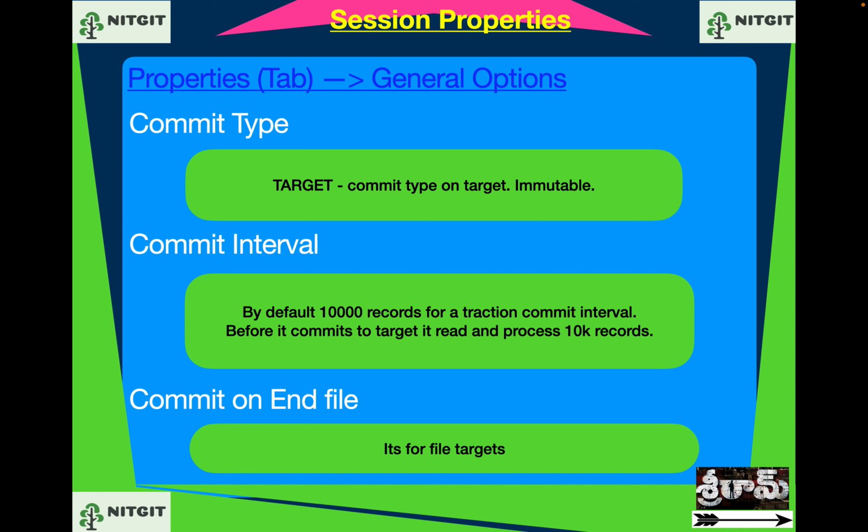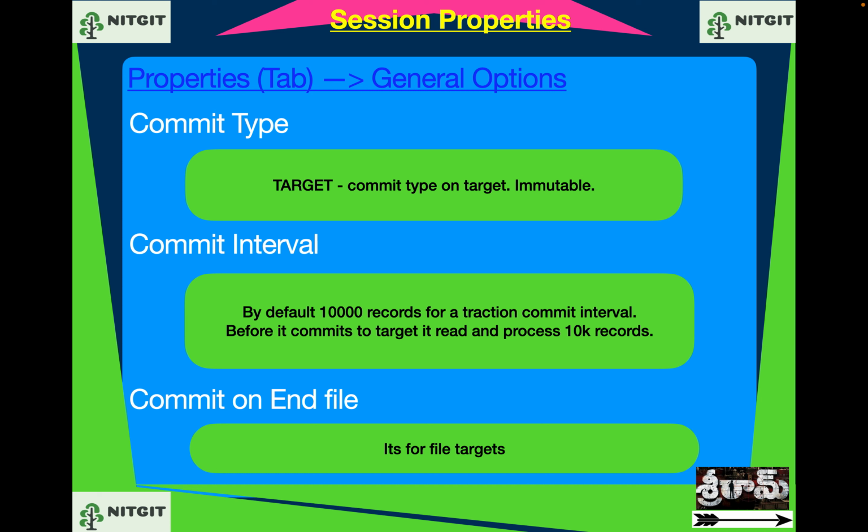By default 10,000 records, that means every time the integration service takes 10,000 records as a transaction group or block of transaction, and then does all the transaction, applying the business logic in between, whatever you mentioned like filter, joiner and all the stuff. After that it will commit into the target after 10k records have been processed. That is the default value. You can increase or decrease depending on your requirement.